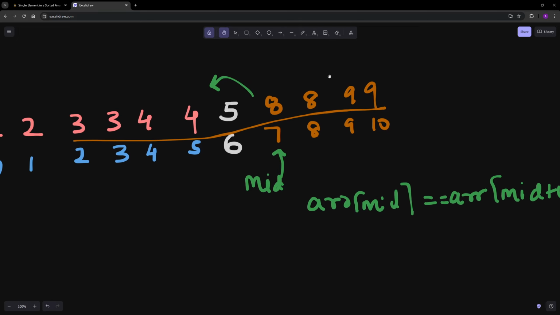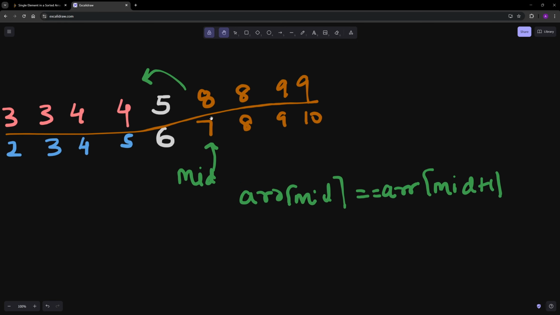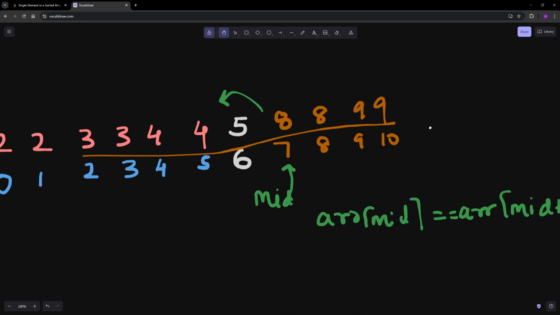That reduces the search space for us, right? Because if this 7 or 8 are equal, that means no single element is going to lie on the right hand side. This becomes very apparent, guys. And this can happen.